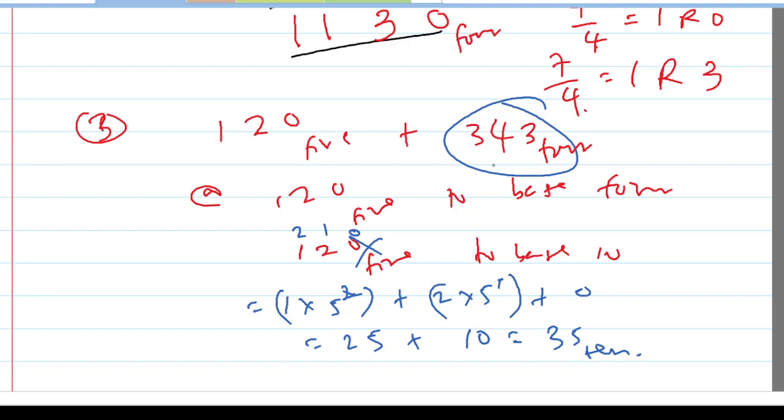I hope you understand this. If you understand this, I advise you to go to your past questions and look at the questions on addition of number bases and try them.